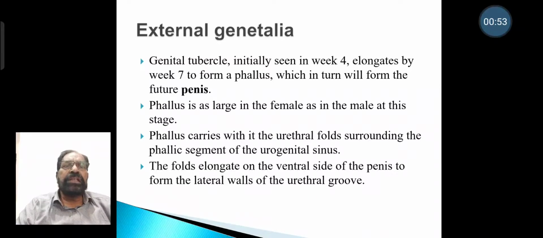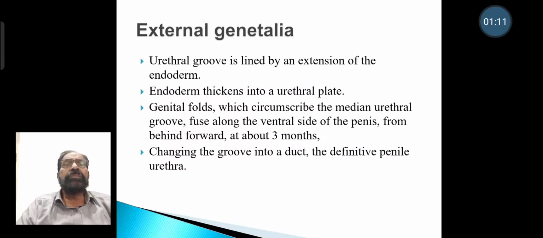The phallus carries with it urethral folds surrounding the phallic segment of the urogenital sinus. The folds elongate on the ventral side of the penis to form the lateral walls of the urethral groove. The urethral groove is lined by an extension of the endoderm. The endoderm thickens as the urethral plate. The genital folds, which circumscribe the median urethral groove, fuse along the ventral side of the penis from behind forwards at about 3 months, changing the groove into a duct, the definite penile urethra.